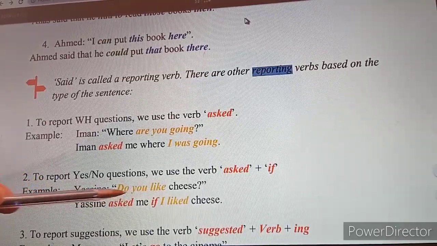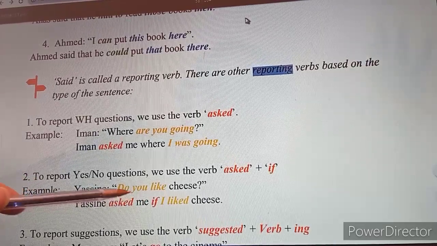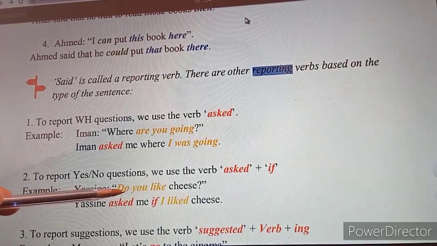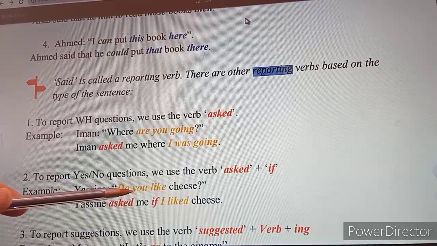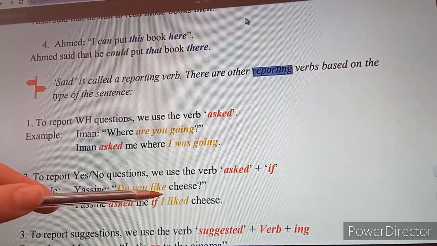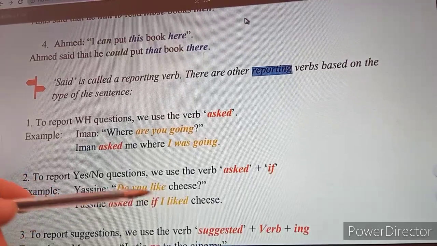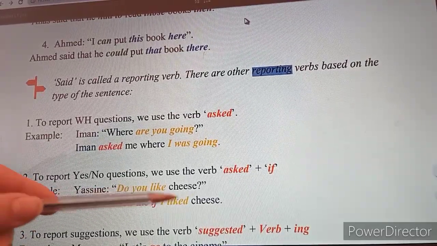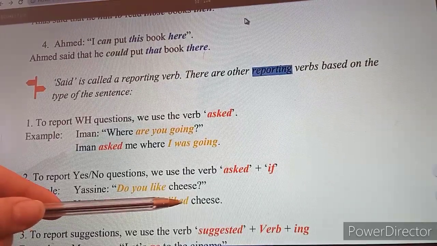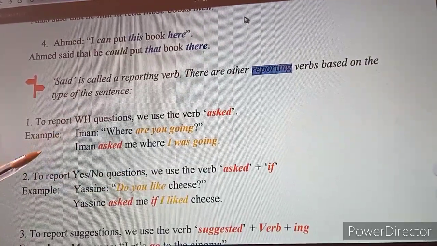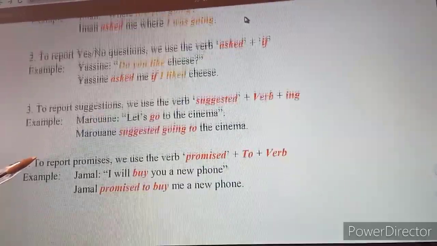So here, when we report the verbs, we will use the past simple from the simple present to past simple. So here we have like becomes liked. So now let's move to rule number 3.